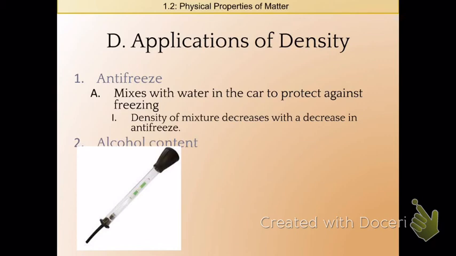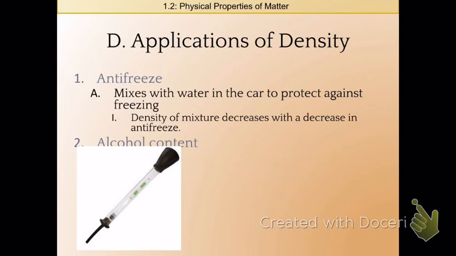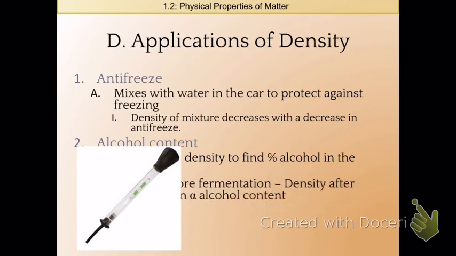Another good example of this is alcohol content, and I don't know if the image is going to go away, so I'll just kind of talk about it. We can read the density to find the percent alcohol in a mixture. And so the way that we do this is we use something called a hydrometer. As fermentation is occurring, the density of the mixture is going to drop. Alcohol has a lower density than water does.